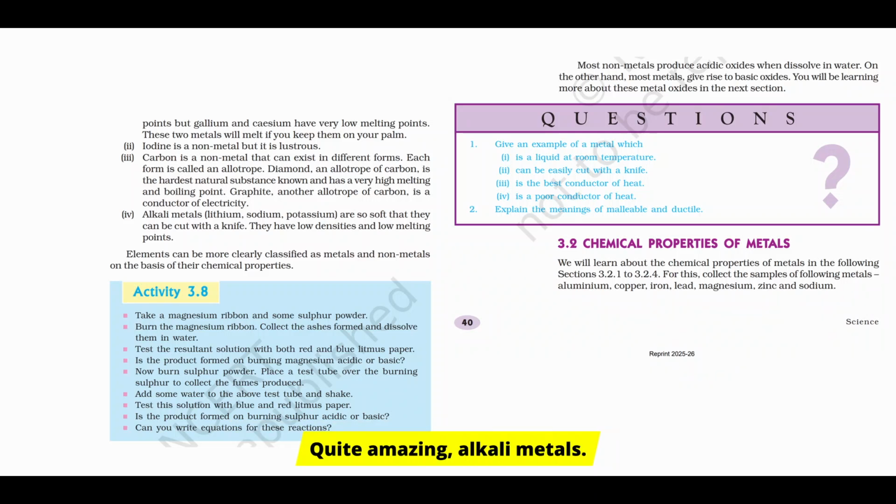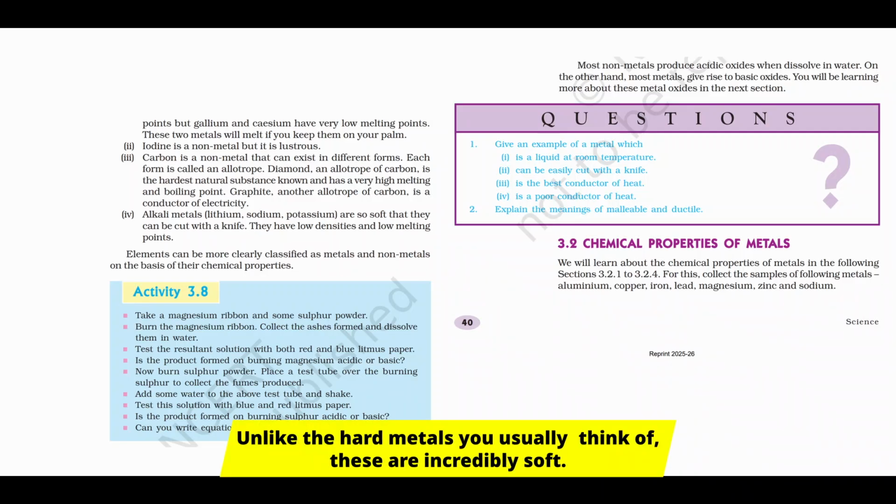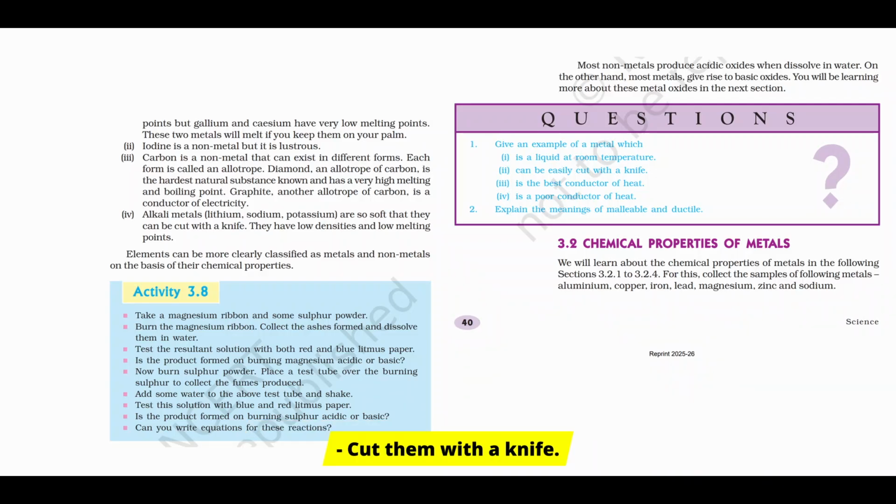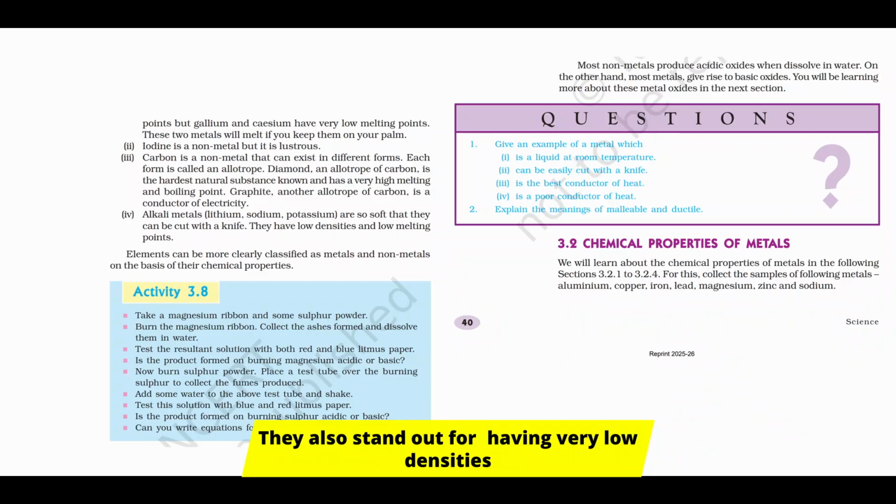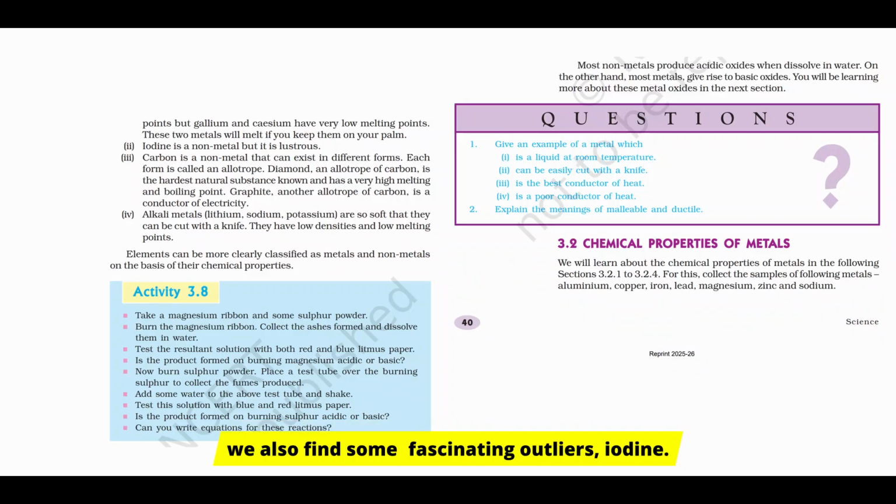Quite amazing. Alkali metals. Lithium, sodium, potassium. Unlike the hard metals you usually think of, these are incredibly soft. So soft you can actually cut them with a simple knife. Cut them with a knife. Like butter. Almost. They also stand out for having very low densities and relatively low melting points compared to other metals. Very different. Now, for nonmetals, which generally lack luster and conductivity, we also find some fascinating outliers.